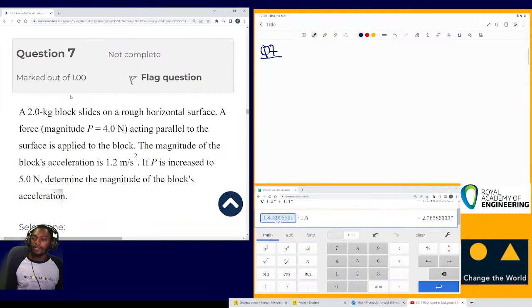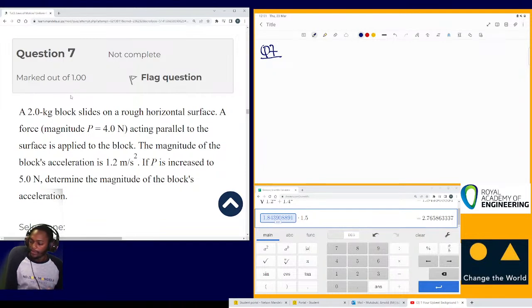Question 7. A 2-kilogram block slides on a rough horizontal surface. A force of magnitude 4 newtons acting parallel to the surface is applied to the block. The magnitude of the block's acceleration is 1.2 meters per second squared. If P is increased to 5 newtons, determine the magnitude of the block's acceleration.